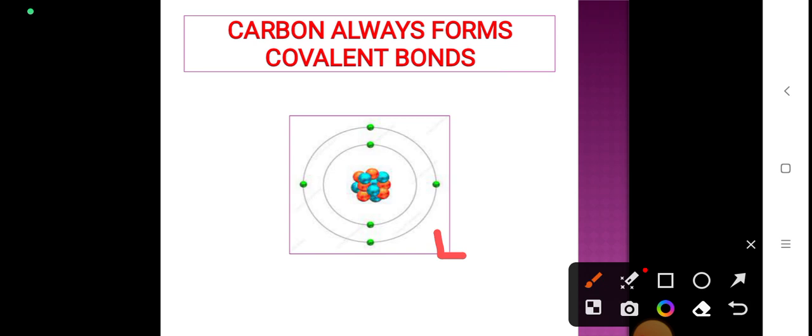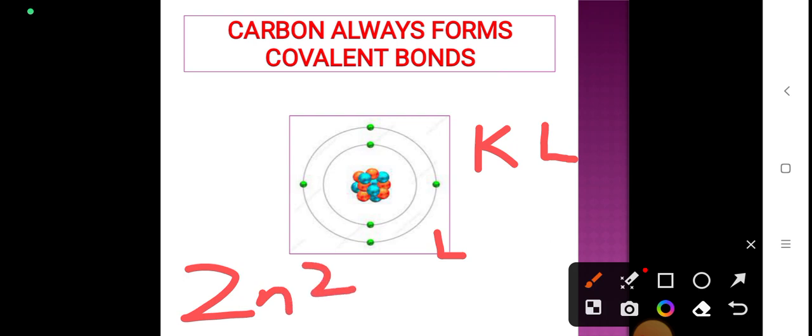If you look at the second orbit, we have 4 electrons which can be filled. So we have K and L shell, and the formula we know is the 2n square rule, where n is 1. If I substitute n as 1, K is going to have 2 electrons. Similarly, if I substitute n as 2, then the maximum number of electrons in the L shell would be 8. But since the atomic number of carbon is 6, K shell will have 2 electrons and L shell will have 4.